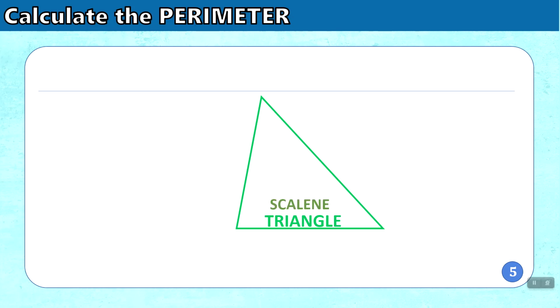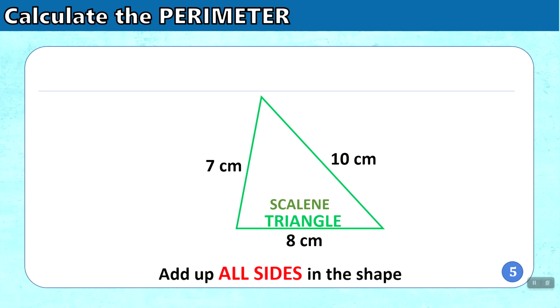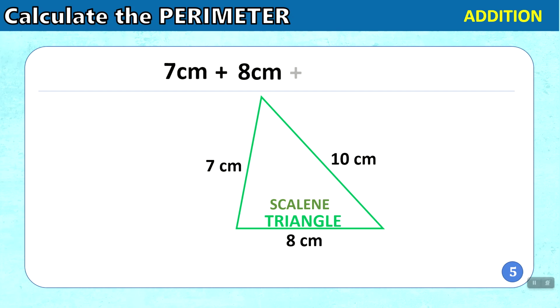This is actually a scalene triangle because every side is a different length. This side is 7 centimeters, this side is 8 centimeters, this side is 10 centimeters. And so we know the length of all three sides, and to find the perimeter we use addition. 7 plus 8 plus 10 gives us 25 centimeters, and therefore the perimeter of this triangle is 25 centimeters.